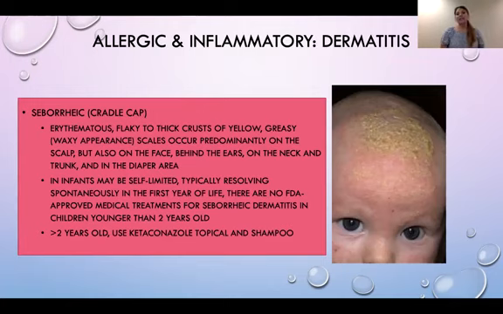Typically the scales are going to be on the top of the scalp. I've usually seen them along the hairline too, or like back and through here, behind the ears, on the neck, in the diaper area. In infants, this is pretty self-limited. Like if it's cradle cap, if they're a newborn, they have this, then typically we just say they can get like a little really soft-haired bristle brush.